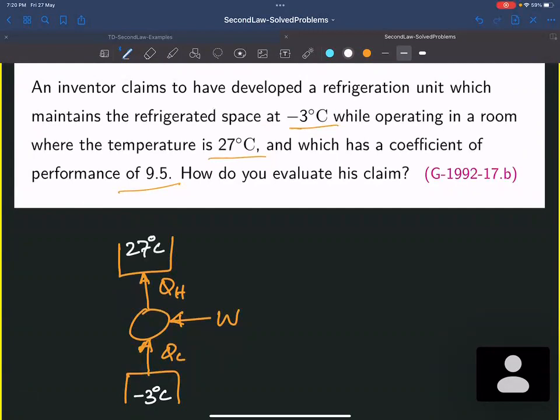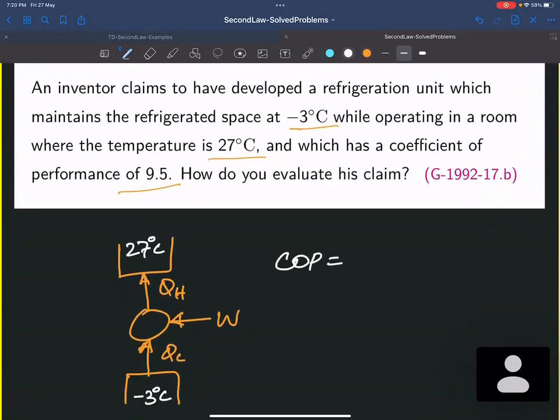And COP, coefficient of performance, is defined as what? The amount of cooling produced. For the refrigerator, it is QC. It is the useful output by the input supplied. Input is nothing but W. So QC by W is the formula.